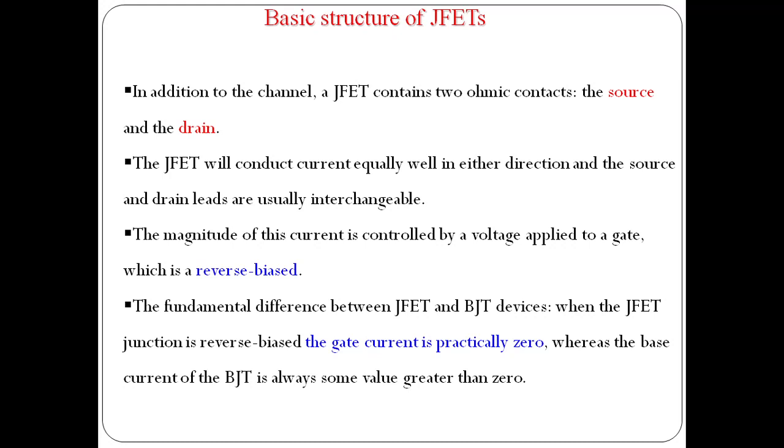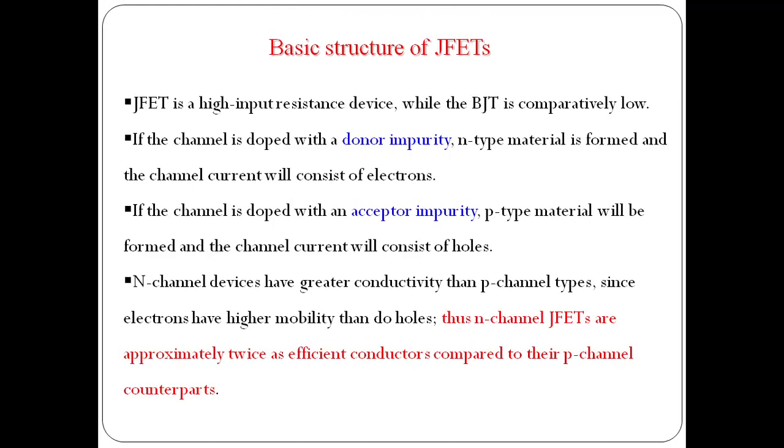The fundamental difference between JFET and BJT devices: when JFET junction is reverse biased, the gate current is practically zero, whereas the base current of BJT is always some value greater than zero. JFET is a high input resistance device, while BJT is comparatively low.